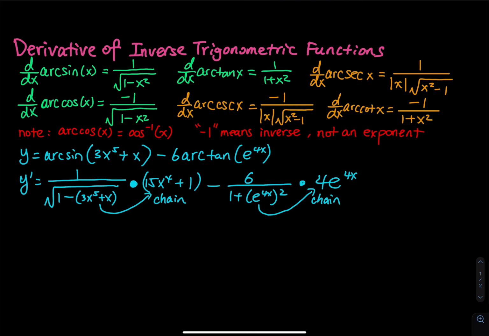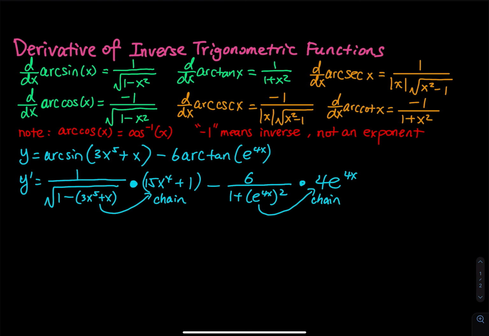If you want to make this a more compact form, you can put the 15x to the 4th plus 1 on top. And then you can square the e to the 4x. So you have e to the 4x times e to the 4x. 4x plus 4x is 8x. And then 6 times 4, you can put a 24 times e to the 4x on top of the fraction.